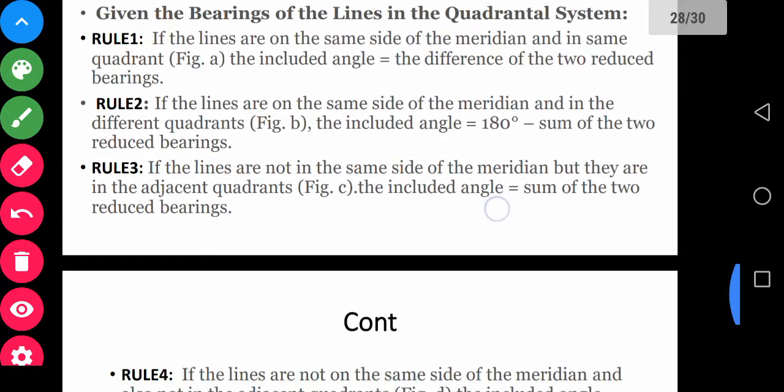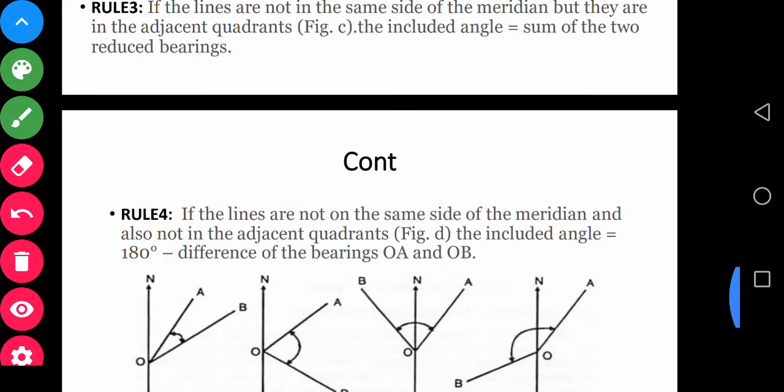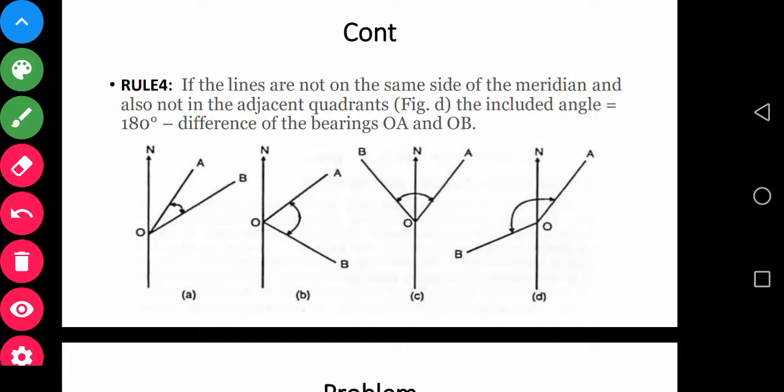In rule 3, if the lines are not on the same side of the meridian but are in adjacent quadrants, what will be the included angle? We can refer to figure C. In this, both lines OA and OB are not on the same side of the meridian. This is our meridian, as I have told you earlier. Lines OA and OB are on different sides of the meridian, but they are in adjacent quadrants.